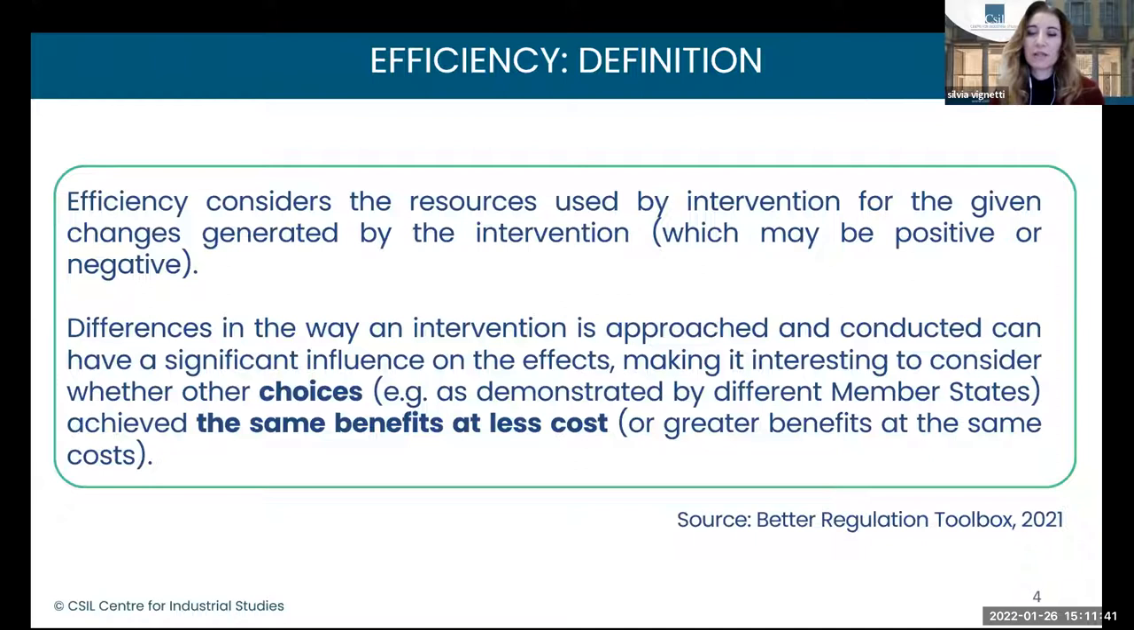We have here another definition from the Better Regulation Toolbox. This is really coming from my experience with the EU institutions. Again, there is this idea in efficiency of comparing input and output to see whether they are commensurate, and whether the costs, the input that we put into a project, are justified on the basis of what we get out of this project or program or initiative. So efficiency looks at whether the choices that were made in the way a project is delivered and implemented are justified in terms of the use of resources.